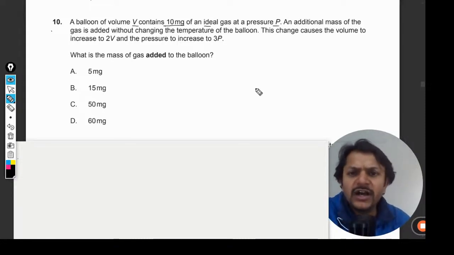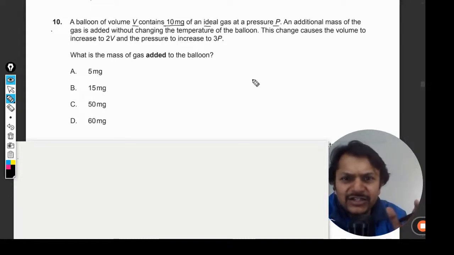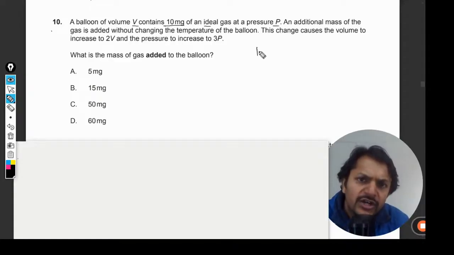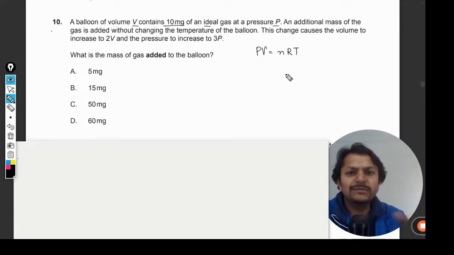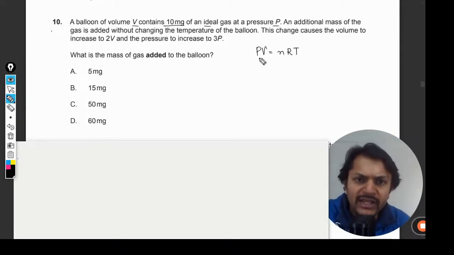Okay, dear students, so this is simple ideal gas equation will be used here. So PV is equal to nRT. All the symbols having their usual meaning. Pressure, volume, n is the number of moles.